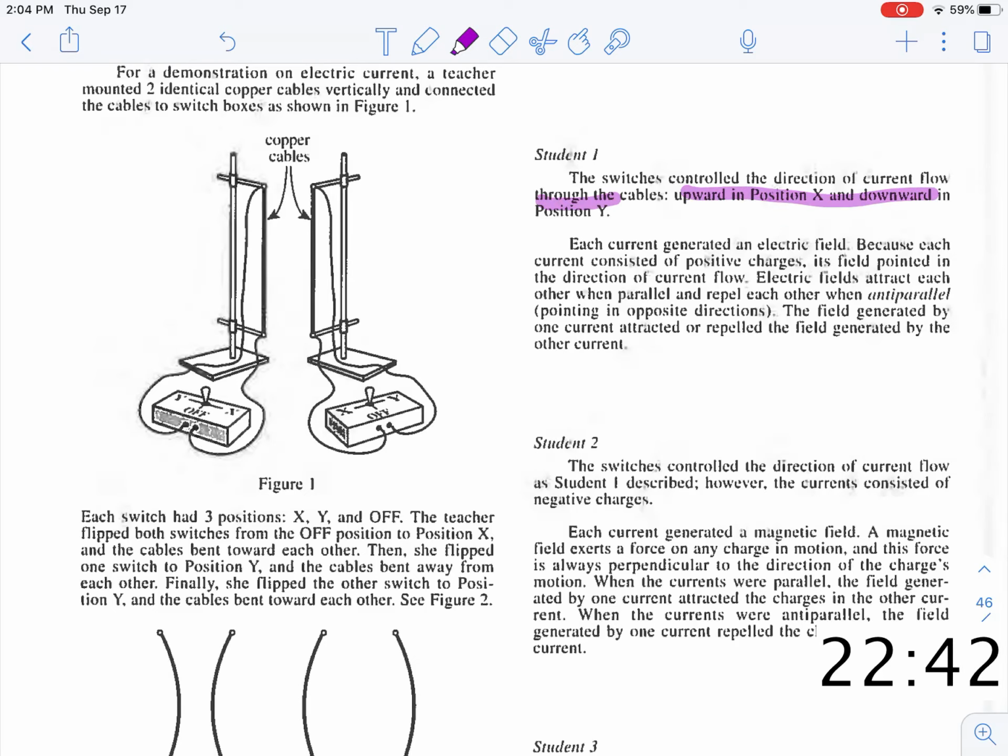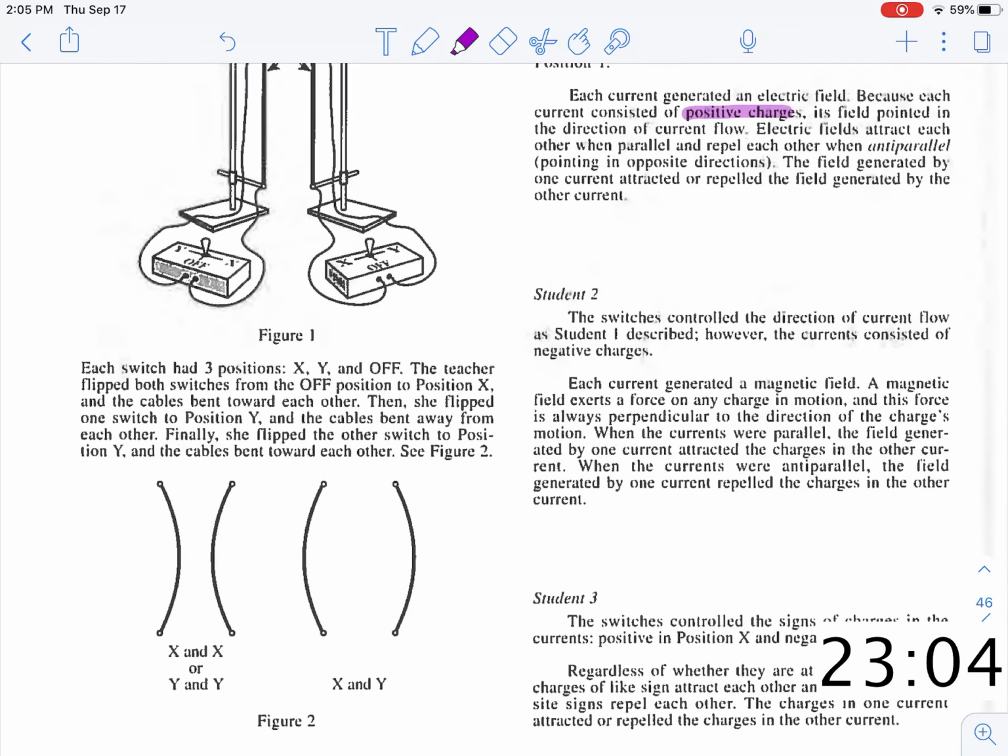Cool. Each current generated an electric field because each current consisted of positive charges. Its field pointed in the... electric fields attract each other in the parallel and repel each other in anti-parallel. The field generated by one current attracted.